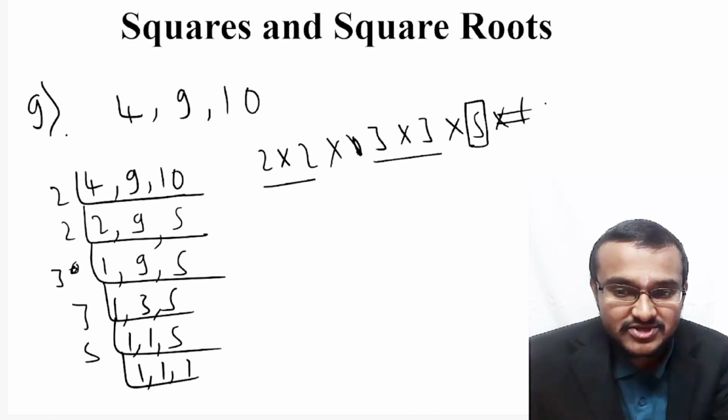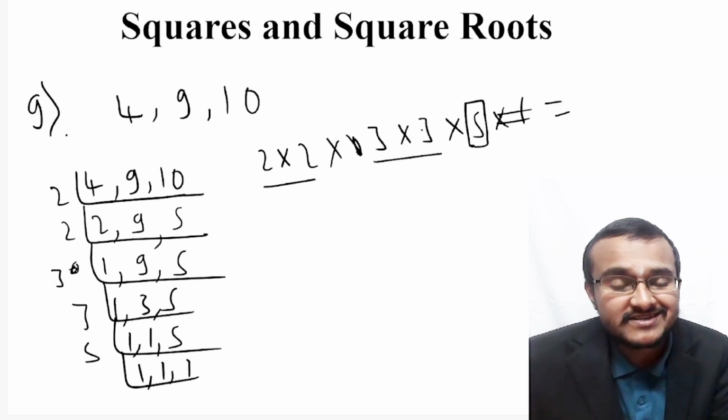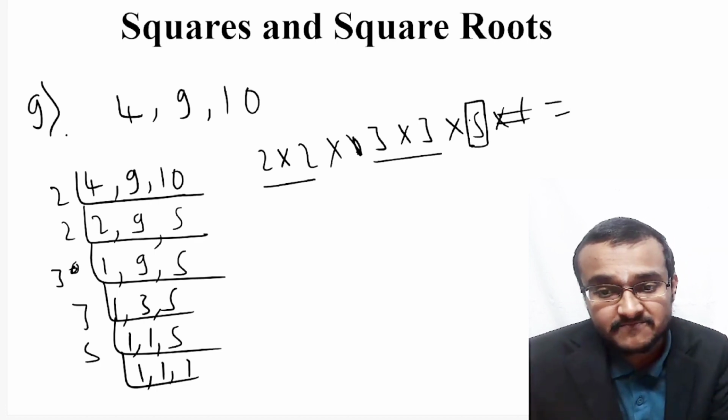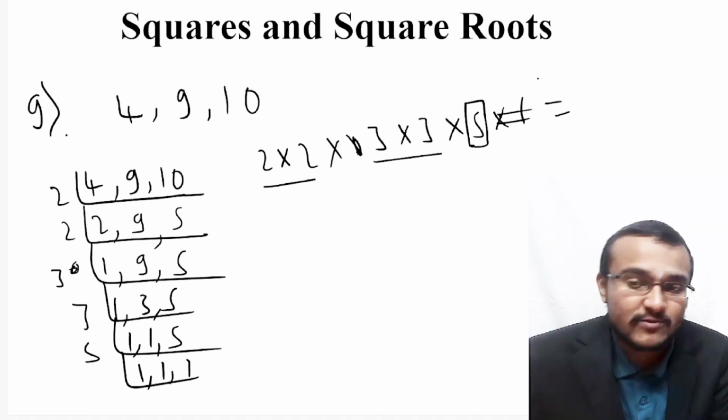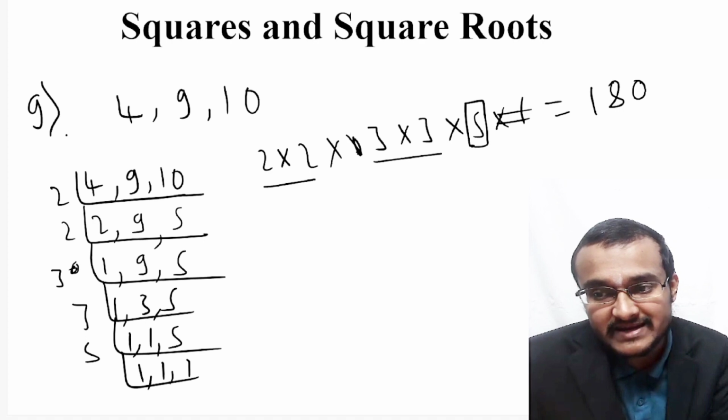So here you will actually get 2 2s are 4, 3 3s are 9. So 9 4s are 36. 36 into 5 is actually 180... 360 divided by 2, so that will be 180. So you are getting number 180.